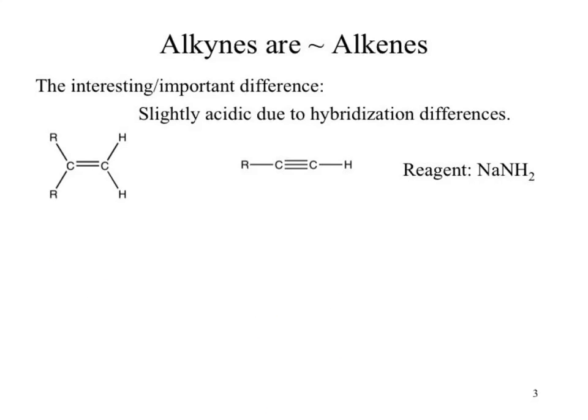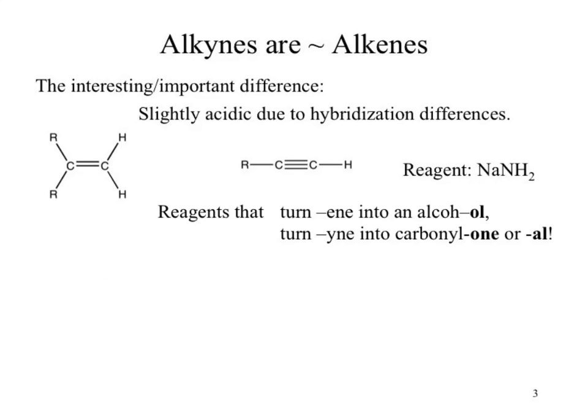That exception is what's listed on your slides. Reagents that turn an alkene into an alcohol with our OL will turn an alkyne into a carbonyl, either a ketone or an aldehyde. Interesting. Why do we end up with that different functional group? Well, it's going to come back to what's happening within each of those reactions.